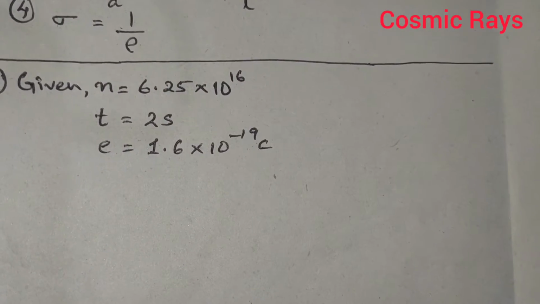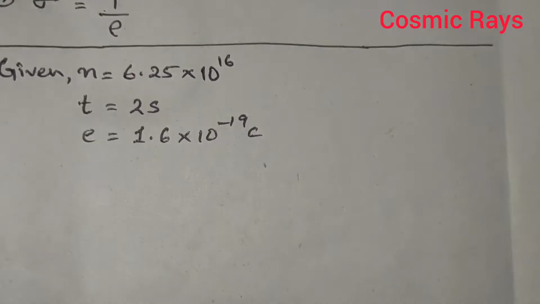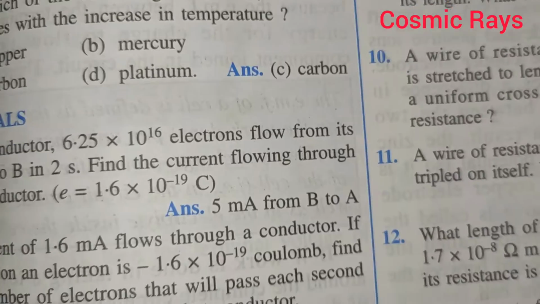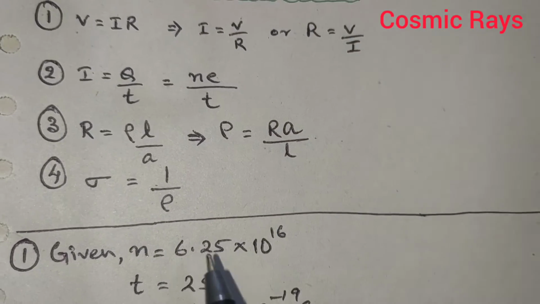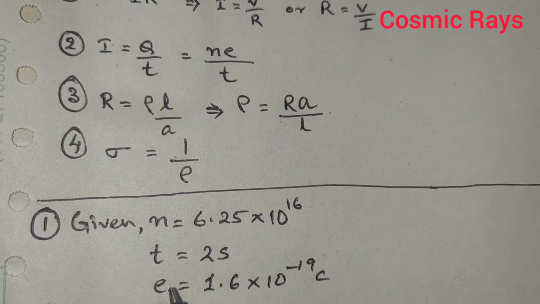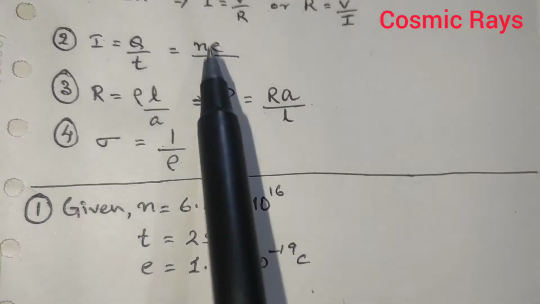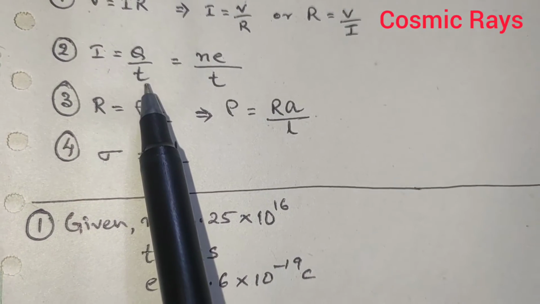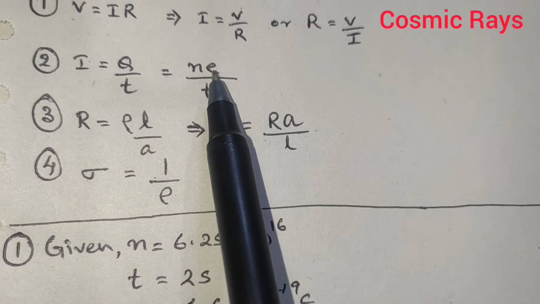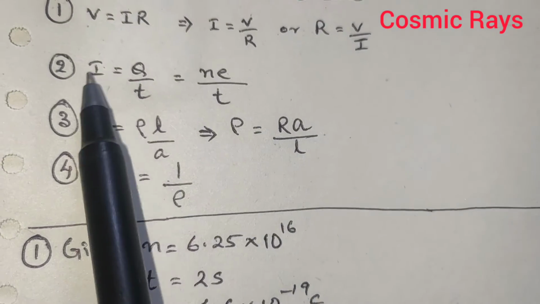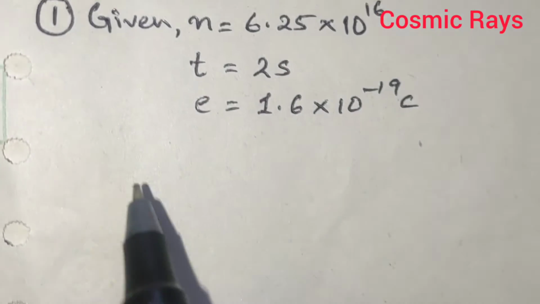So here we have written the given things: the number of electrons flowing, the time, and the charge on one electron. The question says find the current flowing through the conductor. So from here we have been given N, we have been given E, and we have been given T, and we have to find current, that is I. So I is equal to Q by T, that is equal to NE upon T. So we find that we have been provided with N, E and T. So we will be using this formula and we will find the value of current.